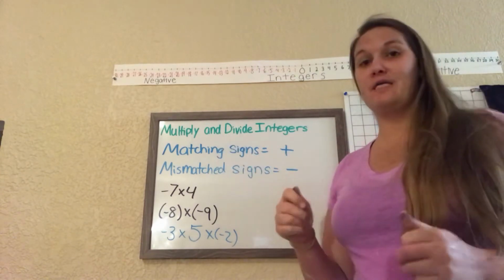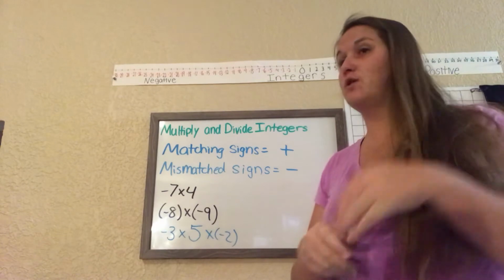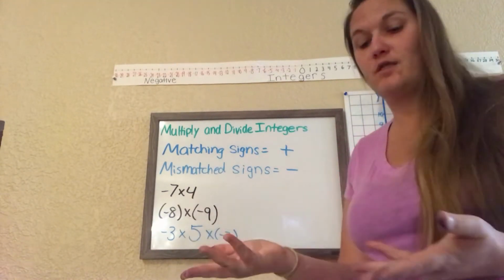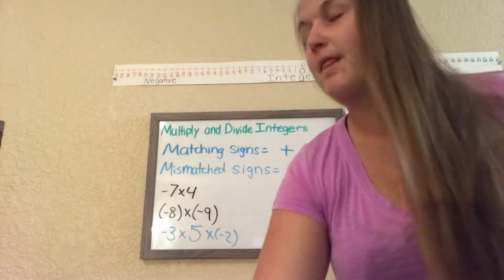So today we're doing a review of what we did first quarter, and we're going to go over multiplying and dividing integers. Integers are whole numbers and their opposites. So 1, 2, 3, 4, 5, and -1, -2, -3, and so on and so forth. Okay, not dealing with decimals and fractions today.